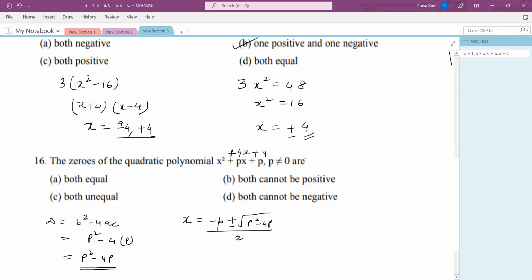Say what will come as the answer for this? X is equal to, you will get minus 2 and minus 2 only, correct? Hopefully, if you are taking p as 4, then how will it come?